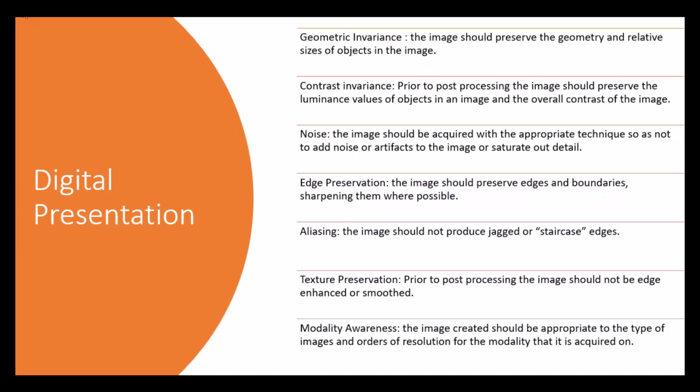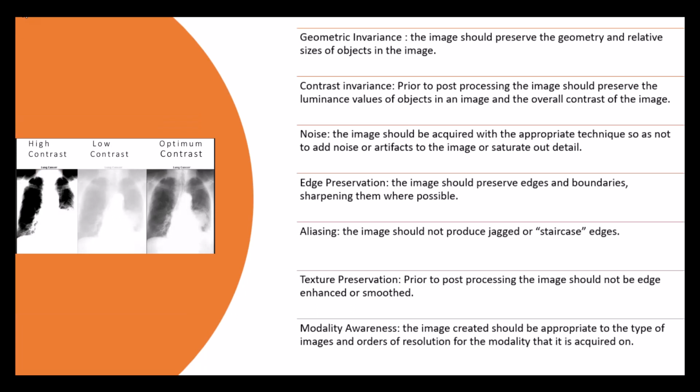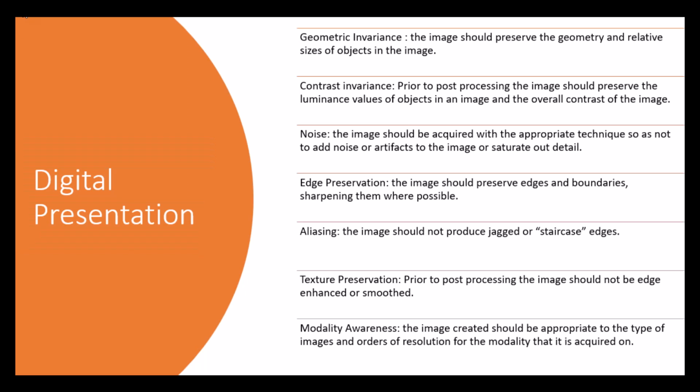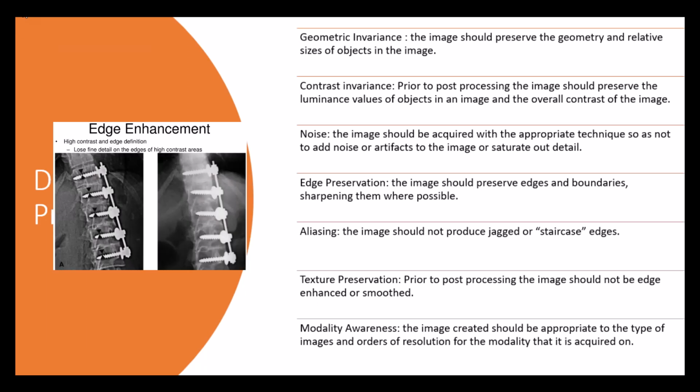When viewing the data at our modality, we should look for geometric invariance. The image should preserve the geometry and the relative size of the image. Check for contrast invariance. Prior to post-processing, the image should preserve the luminance values of objects in the image and the overall contrast of the image. We want to assess the image for noise or underexposure, and we want to look at the edge preservation. The image should preserve edges and boundaries, sharpening them when possible.